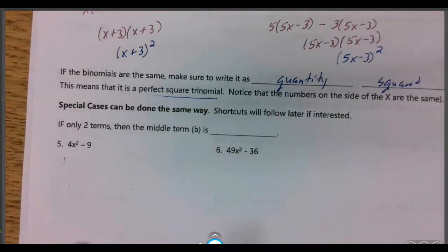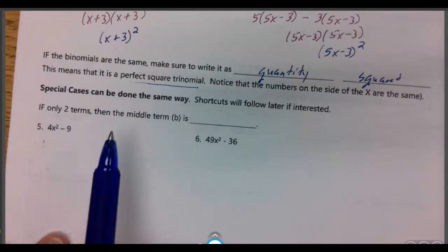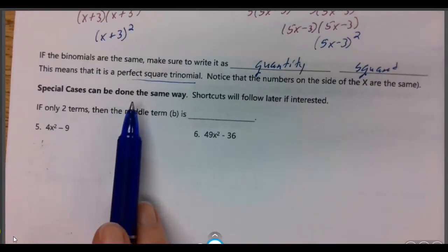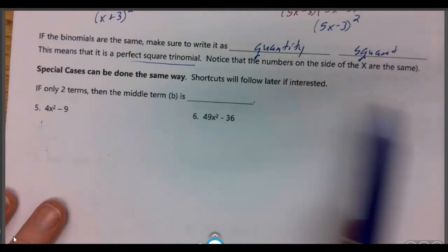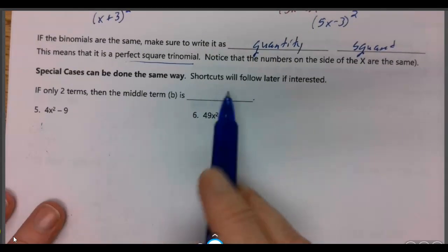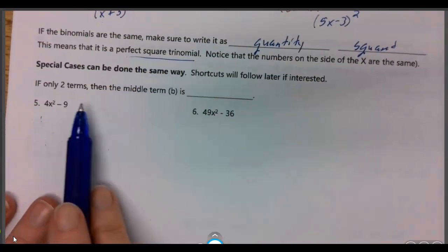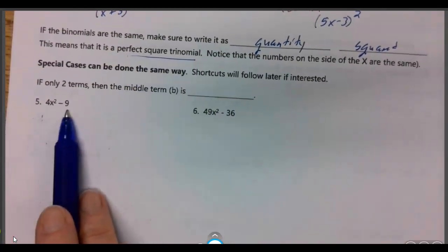So perfect square trinomials is one special case. We also had another special case. And like it says, special cases can be done the same way, meaning you can make an x. And then it will also show you what the shortcuts are on the back of this page. So the other special case besides a perfect square trinomial was a difference of squares. So let's talk about how we do it.